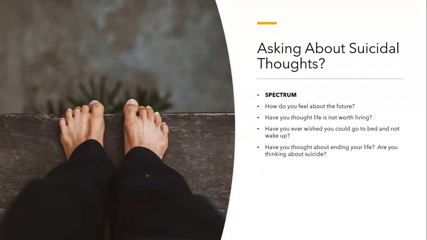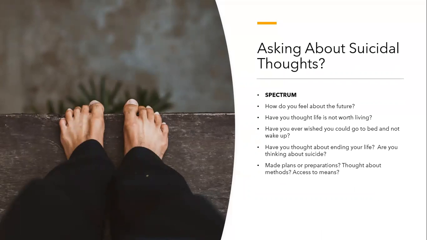Then I want to ask a bit more about the suicidal thoughts. I want to know if they've thought about ending their life, if they've got active thoughts about ending their life, if they're thinking about suicide. I want to know if they've made plans or preparations, have they thought about methods, do they have access to means? So by plans and preparations, you have to consider, have they perhaps made a will or settled their financial affairs?